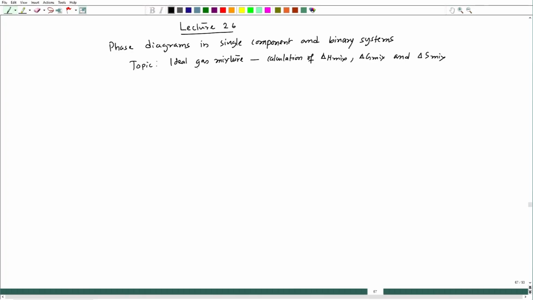In fact, in the last lecture we have already found out the enthalpy of mixing when we mix multiple ideal gases in a closed system and a fixed composition. We saw that that particular contribution is nil actually. So, physically it means that the interaction among the molecules of that gas is nil. Okay. Our topic is ideal gas mixture and calculation of del Hmix, del Gmix and del Smix. We have already found out that del Hmix equal to 0.